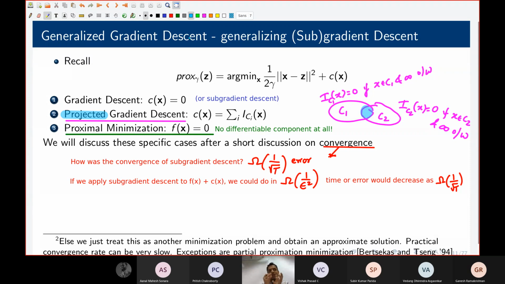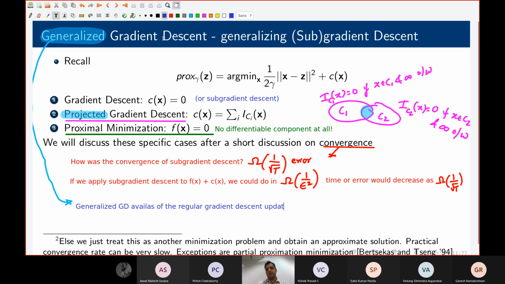See, but now we are trying to be smart. We are trying to do proper gradient descent on the first component and use the Cx as an afterthought. And in fact, I'll show you examples. We are minimizing, but since generalized gradient descent avails, let me make that point. Generalized gradient descent avails of the regular gradient descent update and brings Cx as an afterthought.